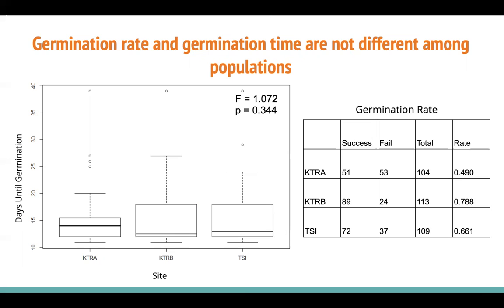The graph on the left shows the days until germination for each population on the y-axis and the site location on the x-axis. The median of the germination time for each site was not different among populations. We ran an ANOVA test on our results and determined the results expressed on the graph were not statistically significant, with a p-value of 0.344.